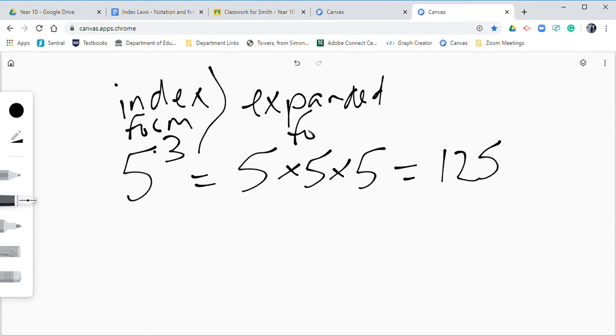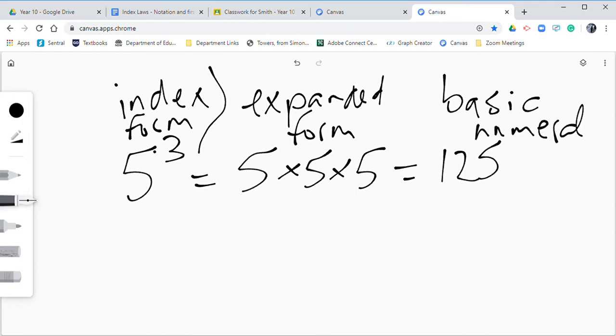What I think of when I think, what does it mean? If I said 5 to the power of 3, what does it mean? It means 5 times 5 times 5. And then you can also have a basic numeral, which is what it equals. And that's the three ways to think about it.